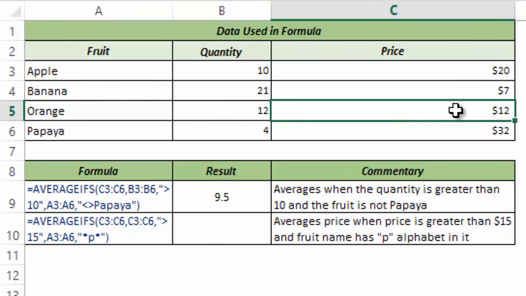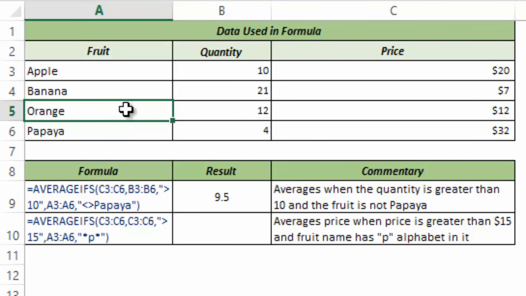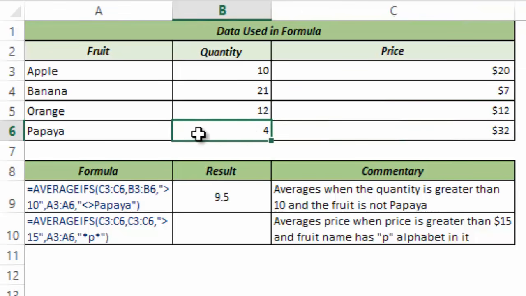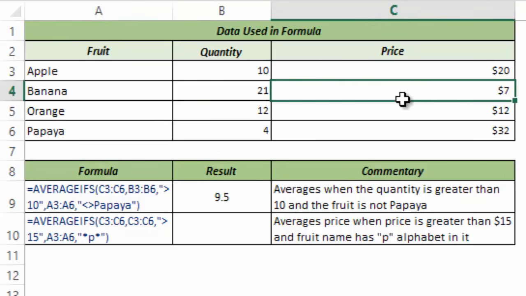The third one is 12, and the first condition is met because this is greater than 10, and the second condition is met because this is orange. Mind you that both the conditions have to be true, so 12 is taken. The next is 32, but the first condition is not met. Actually, both the conditions are not met. This is less than 10 and this is papaya. The condition was it should not be equal to papaya. So only these two numbers are averaged out. 7 plus 12, which is 19, divided by 2 is 9.5.